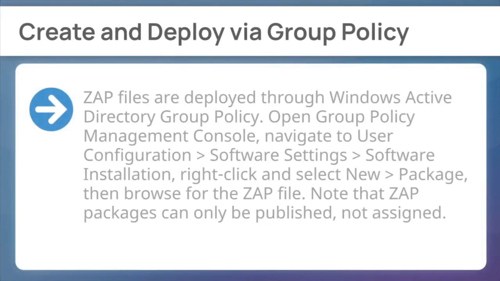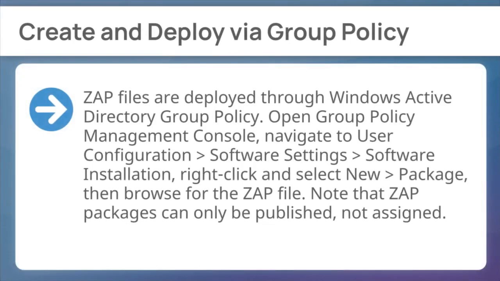First, create and deploy via group policy. ZAP files are deployed through Windows Active Directory group policy. Open Group Policy Management Console, navigate to User Configuration, Software Settings, Software Installation, right-click and select New Package, then browse for the ZAP file. Note that ZAP packages can only be published, not assigned.